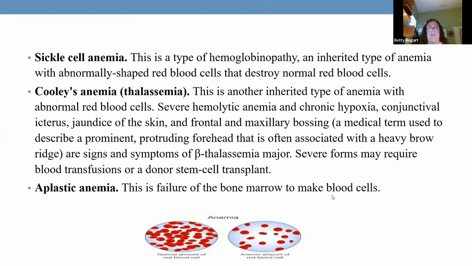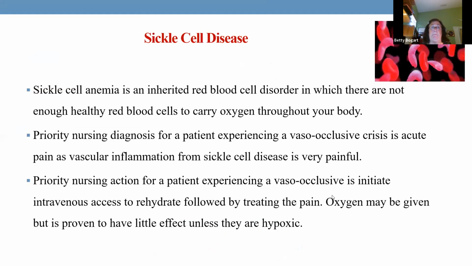So what are you going to see? Chronic hypoxia, and they're going to need something to get rid of that iron that's been spewed into the blood system. And aplastic anemia involves white blood cells, red blood cells, and platelets. They're all not working enough, and this is the bone marrow not doing its job.